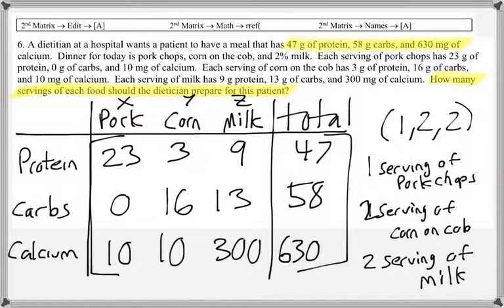And if you do that, then you will achieve the 47 grams of protein, 58 grams of carbs, and 630 milligrams of calcium. So that would be your answer.